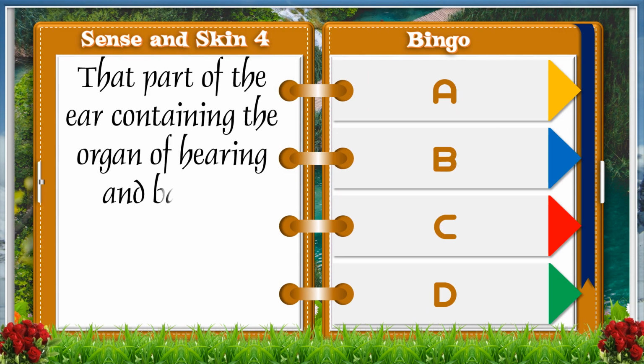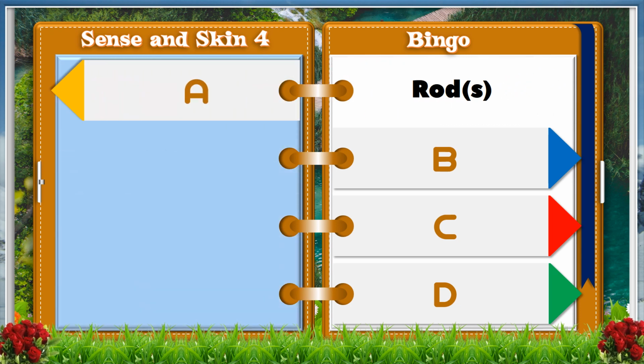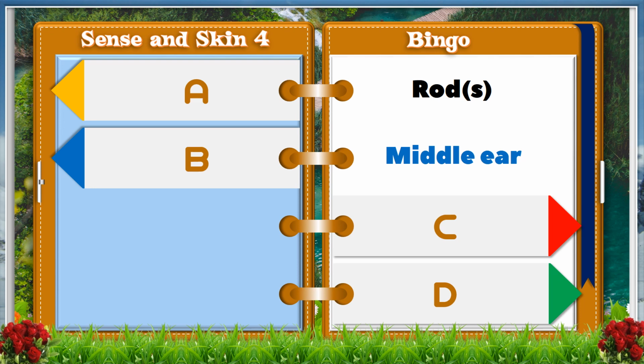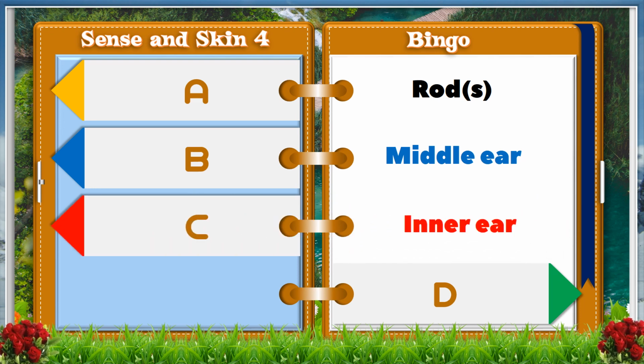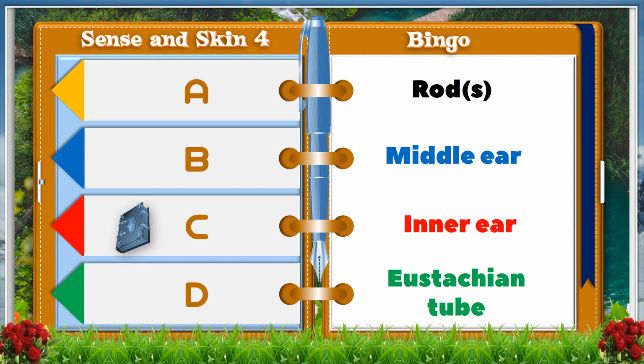That part of the ear containing the organ of hearing and balance, the cochlea, semicircular canal, etc. A. Rods. B. Middle ear. C. Inner ear. D. Eustachian tube. And the answer is C. Inner ear.